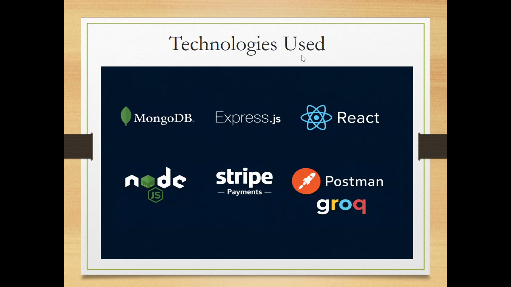Another is the technologies we use. First is MongoDB. MongoDB is used to store the data, and it is a NoSQL database. It is schemaless. Next is Express.js. Express.js is the backend framework of Node.js. It handles the API and the server logic.